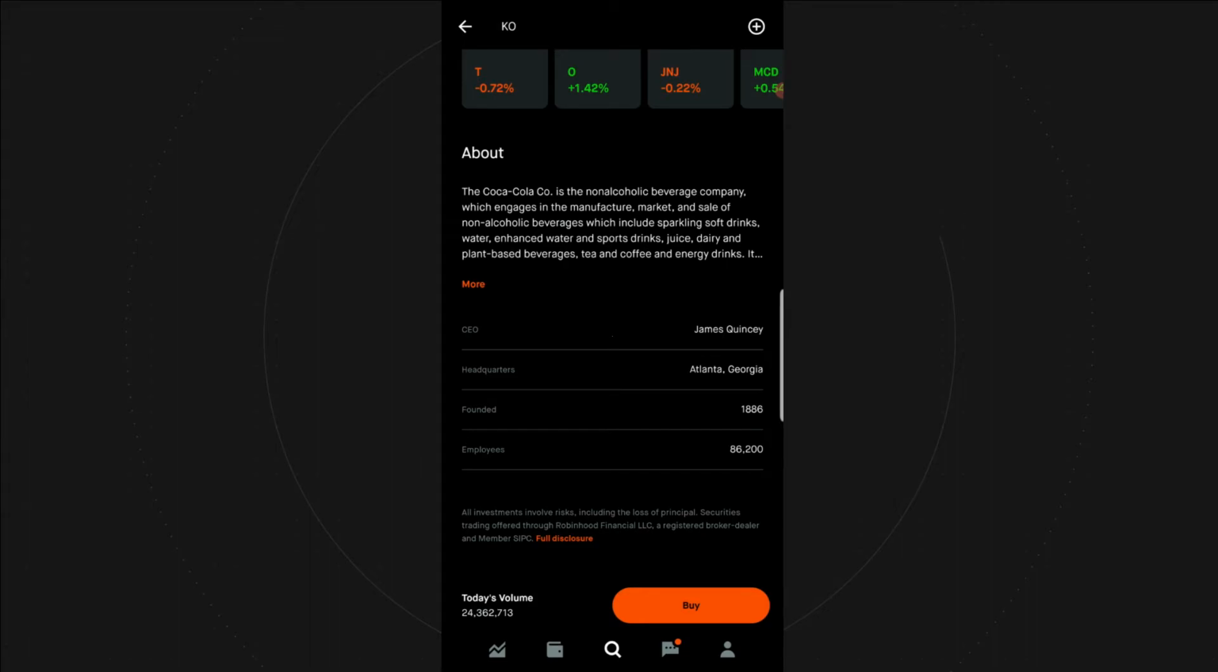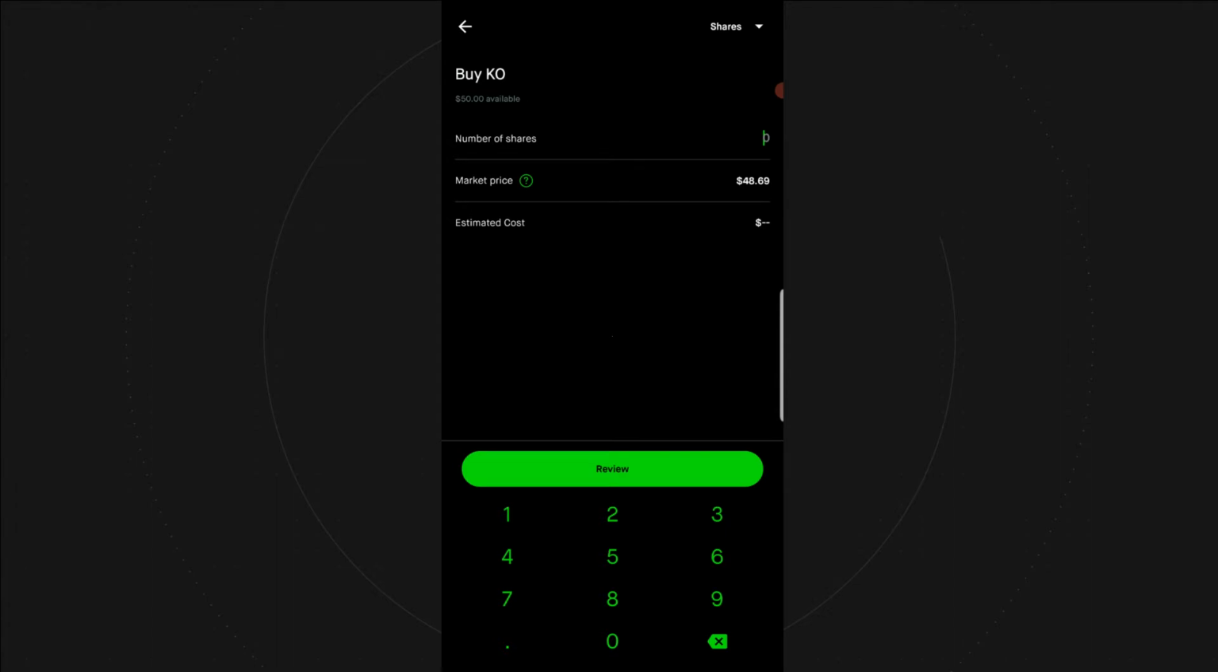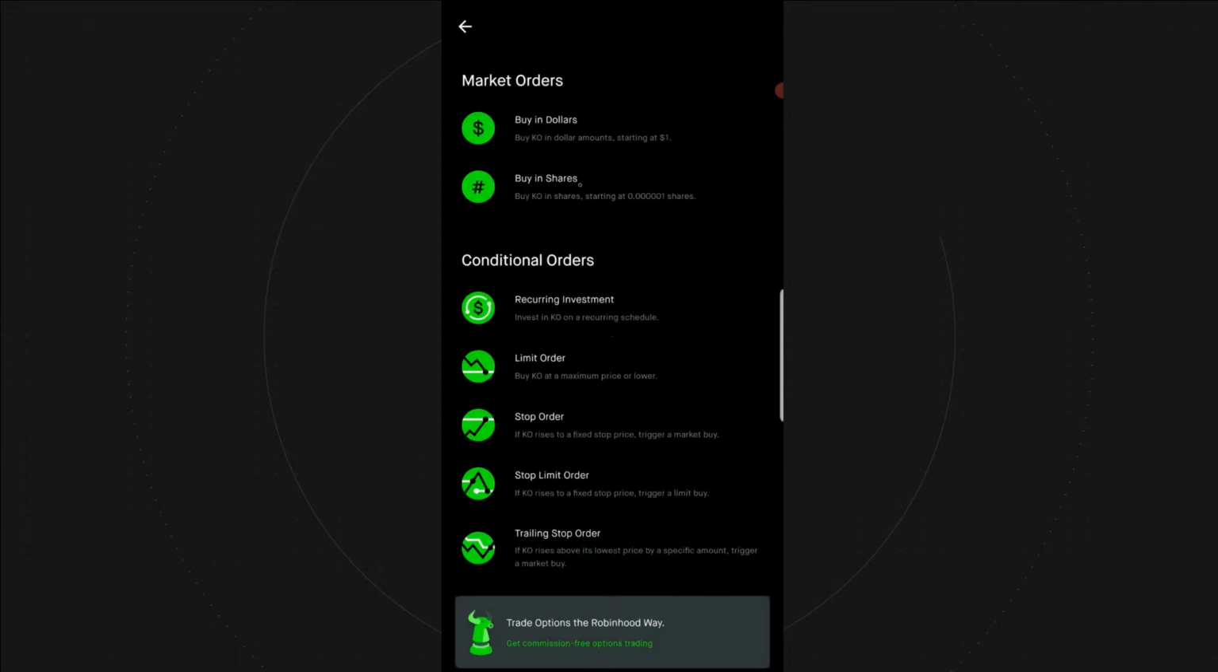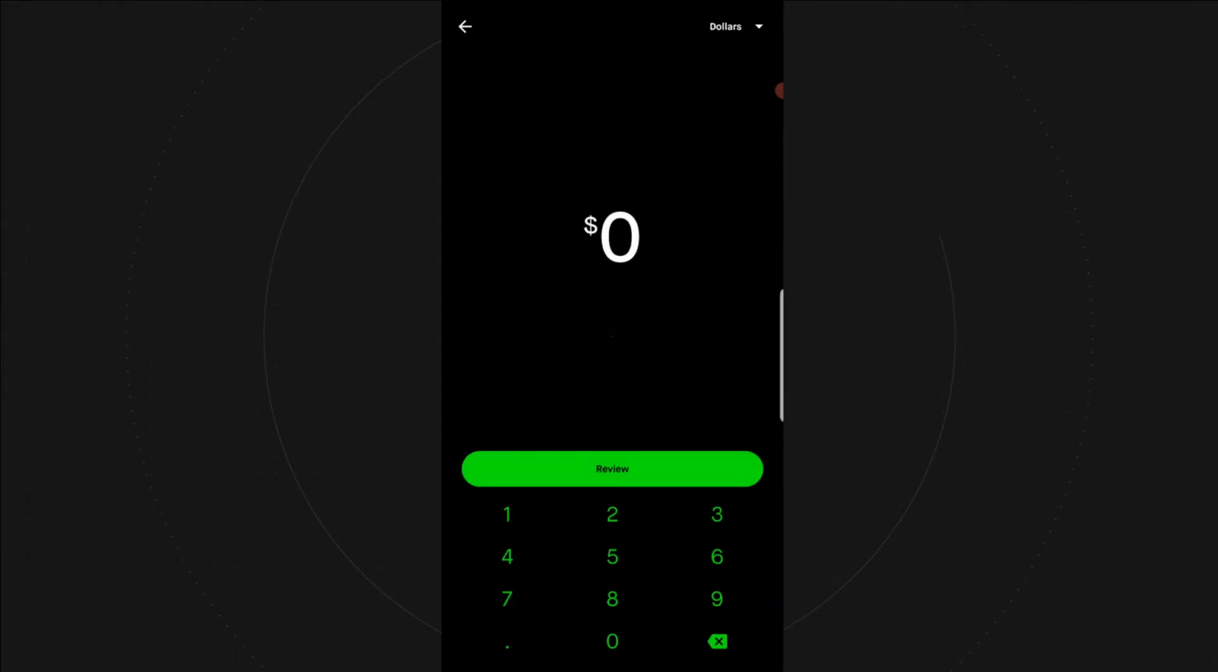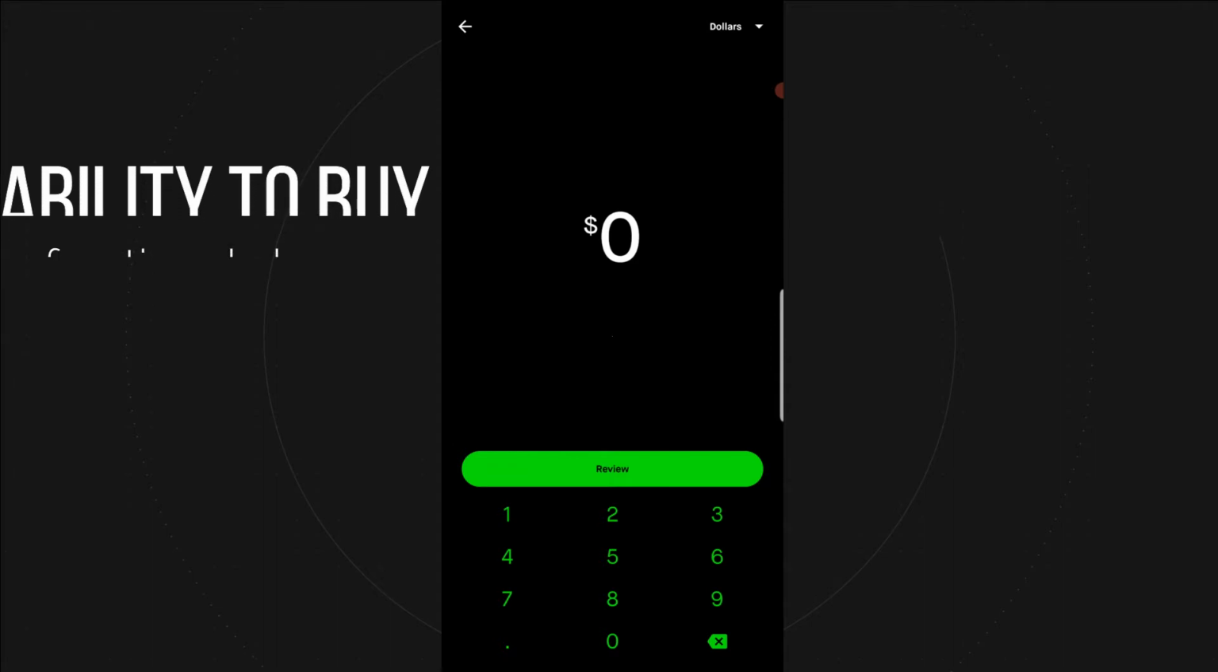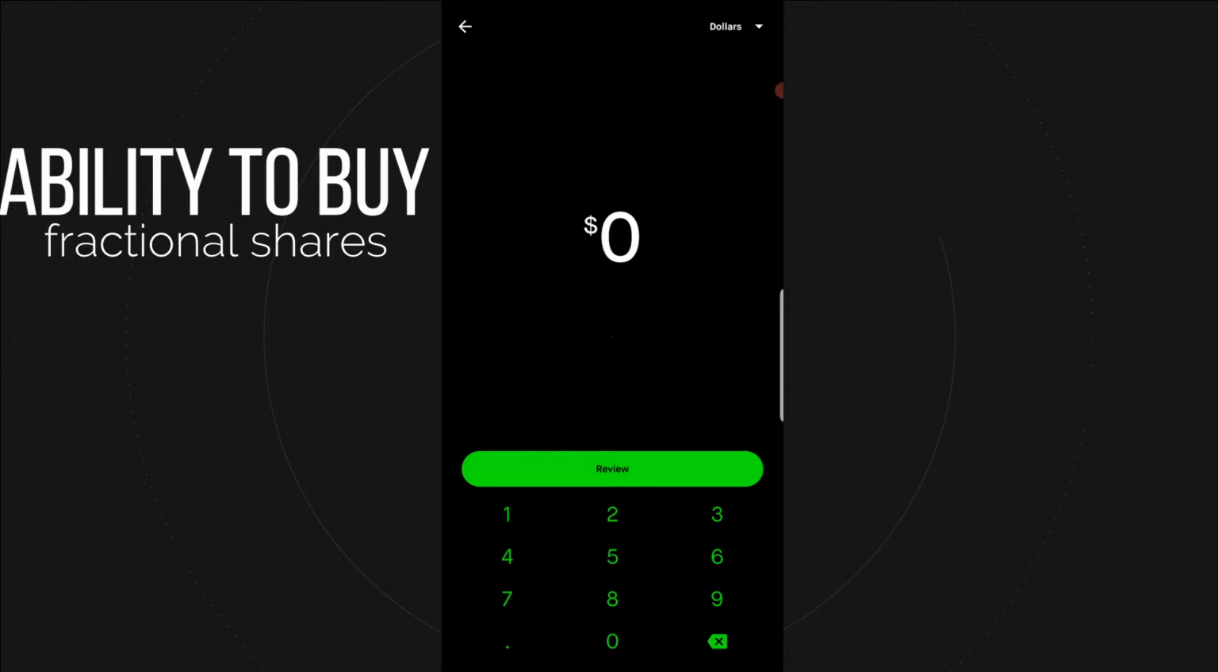So if we wanted to buy this stock, we would simply click this big orange button, the buy. And we get some options here. I have it selected to buy by number of shares. However, I believe it defaults to buy by the number of dollars. And the reason is another popular feature of Robinhood, that a lot of people like to use Robinhood because of: Robinhood allows you to buy fractional shares.